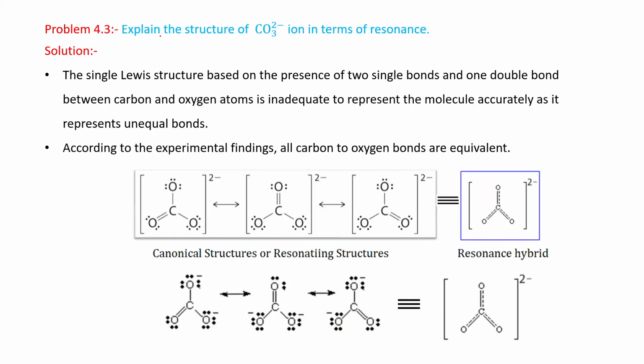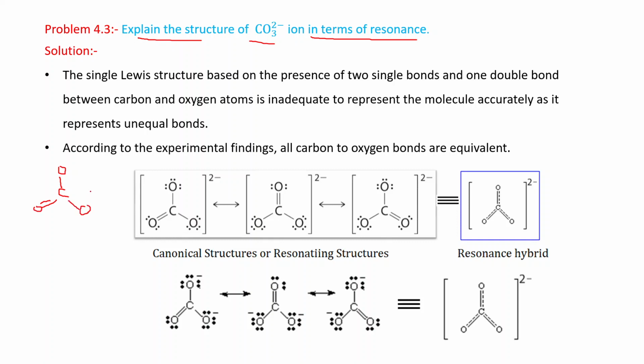Now there is a question. Explain the structure of carbonate ion in terms of resonance. If you write the Lewis structure for carbonate ion, following the rules we already discussed, this Lewis structure can be written. I am simply mentioning this Lewis structure.